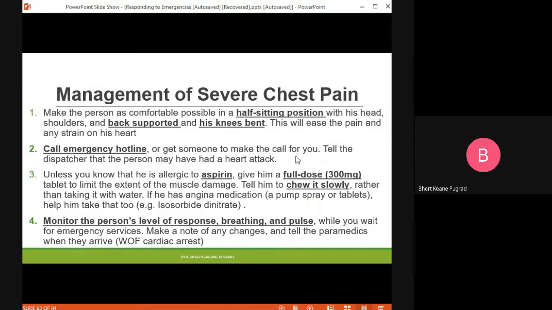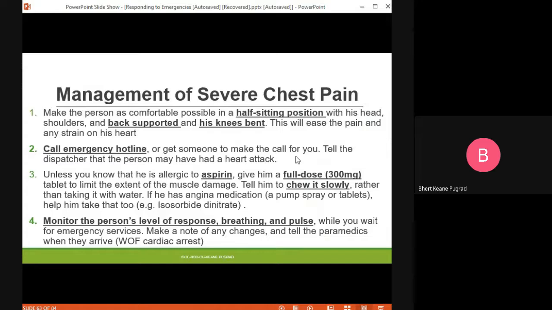Okay, so what is our initial management? First, you need to comfort the person. You can position him in a half-sitting position with his head, shoulders and back supported and his knees bent. That will ease the pain and strain on his heart. Second is call the emergency hotline.